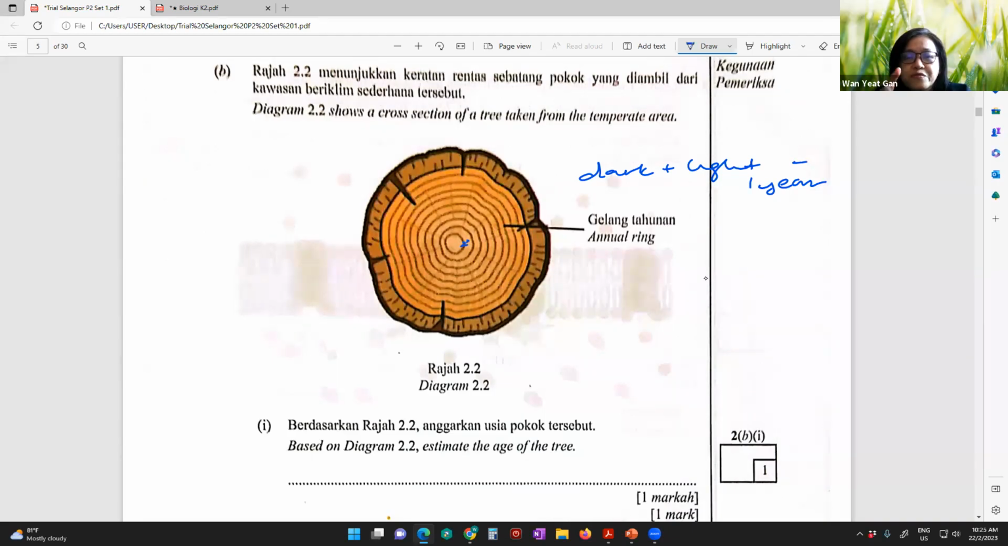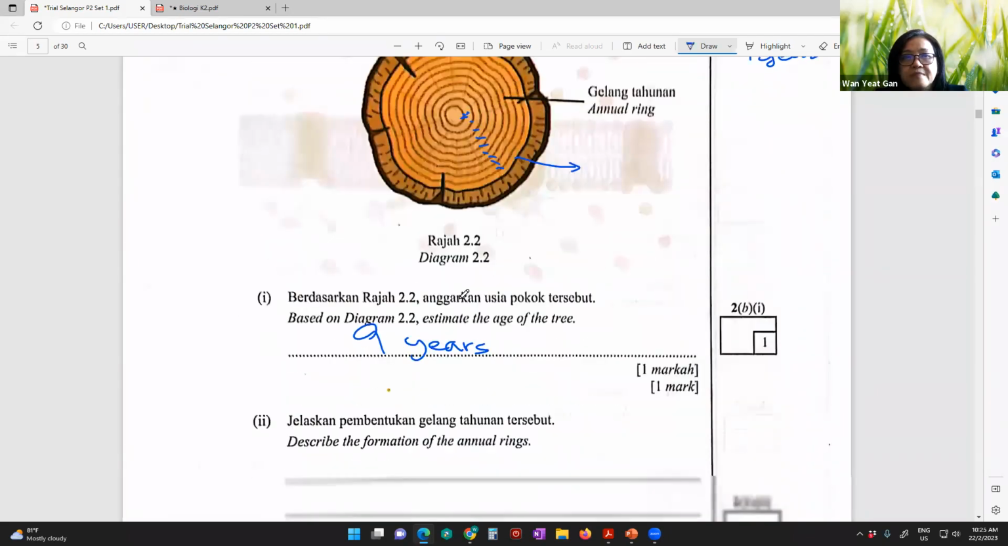Annual growth consists of dark and light ring. Okay, so 1, 2, 3, 4, 5, 6, 7, 8, 9. So the answer is 9 years. Now here you don't count this one because this is part of the epidermis that forms the bark already. So we count the ring here, which actually represents the age of the tree. The ring actually is formed by xylem.